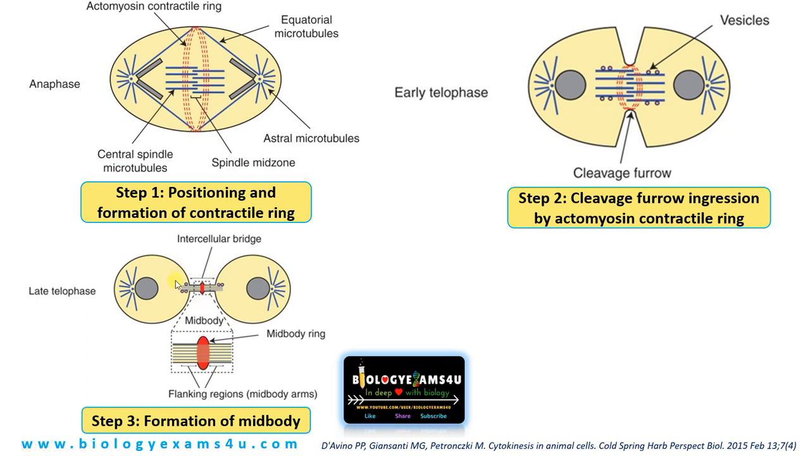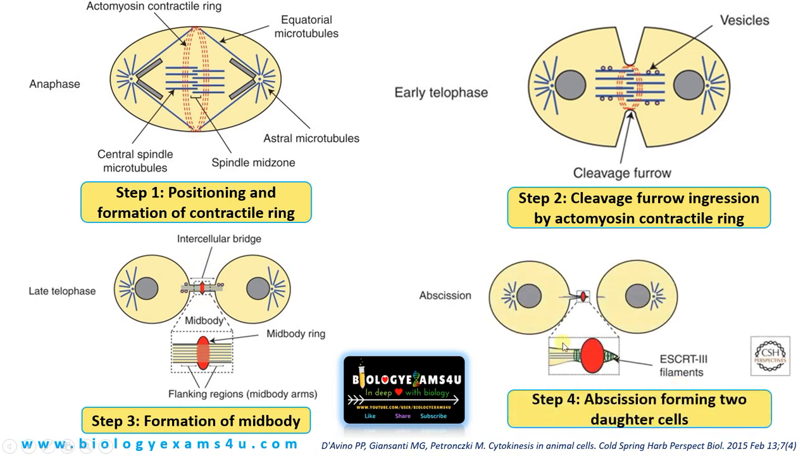This midbody is made up of tightly bundled antiparallel microtubules. So it's a transient structure that connects these two daughter cells at the end of cytokinesis in animal cell. It mediates the final step, which is called the abscission. It also is involved in localizing the site of abscission. And the final step is abscission, forming two daughter cells. So this midbody is responsible for localizing the position of the site of abscission.